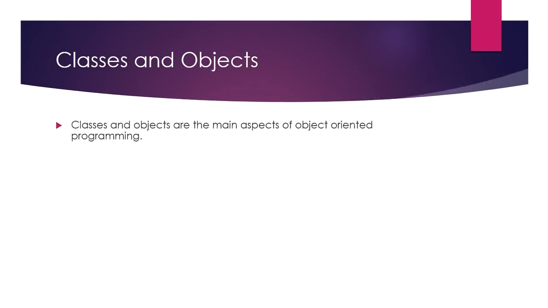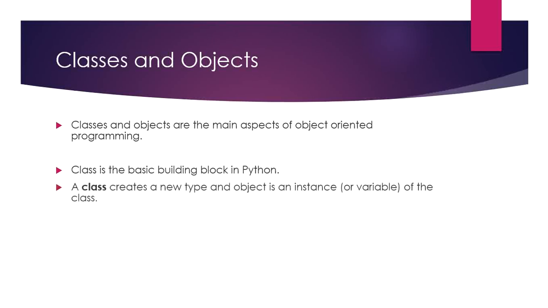Classes and objects. So what exactly are classes and objects? Classes and objects are the main aspects of object oriented programming. A class is a building block of Python. If you want to write Python code, you're using Python classes and objects everywhere. What is a class? A class creates a new type. An object is an instance, or a variable, which is used to access those classes.